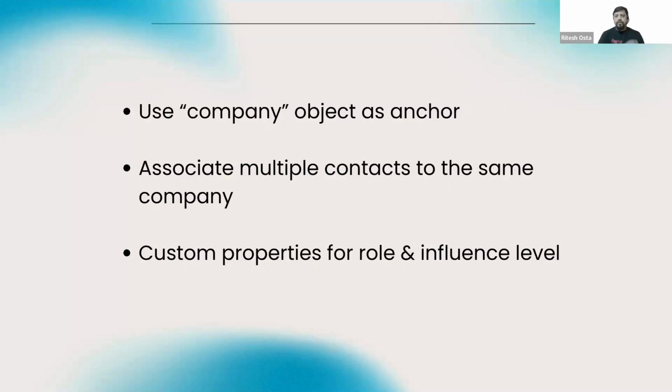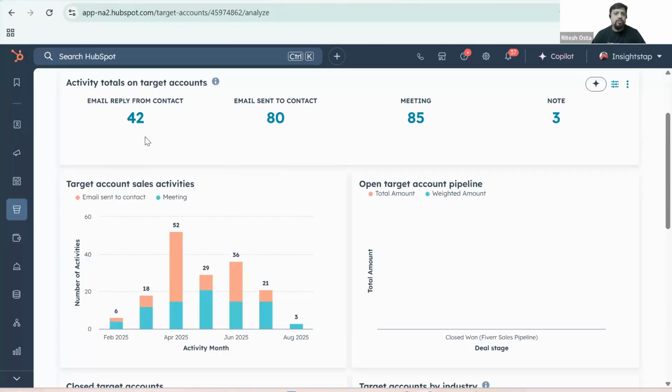So when you do that, it's very important to come up with the right kind of strategy. There are multiple players, and you have to associate the contacts with certain tiers and also the ICPs, right? So if the company is a constant object as an anchor, then you have multiple contacts working for the same company, and then there are multiple different properties for roles and influence and others, right? If I go back to my target accounts.